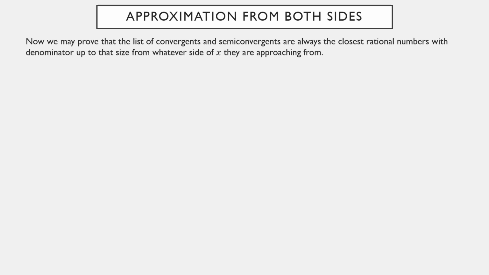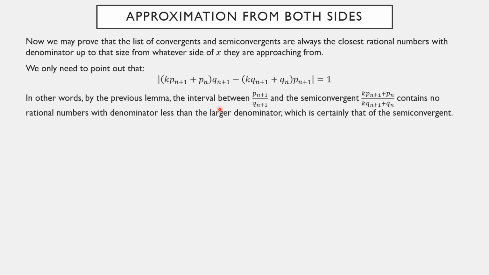So now what we can do is prove our result that the list of convergents and semi-convergents always gives you the closest rational numbers on one side or the other to x. What we need to point out is the following equality: k p_{n+1} + p_n times q_{n+1} minus k q_{n+1} + q_n times p_{n+1} is 1 in absolute value. So it's either plus or minus 1. But this is actually quite easy to see.